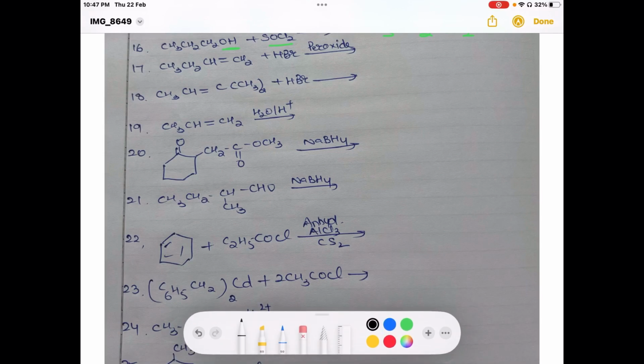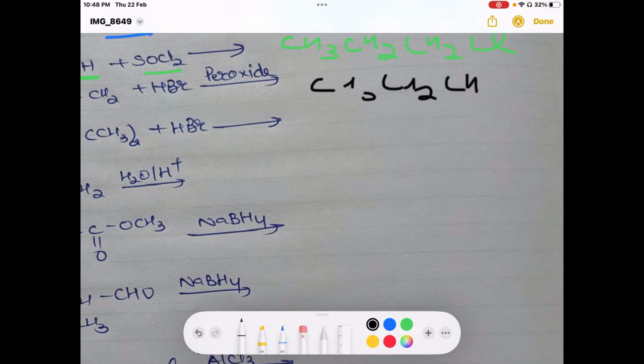Next we have the peroxide reaction. In the case of peroxide, an addition reaction takes place and the negative part gets attached to the carbon which has more hydrogens. So in this case, this Br comes here and the H part goes to the other carbon.